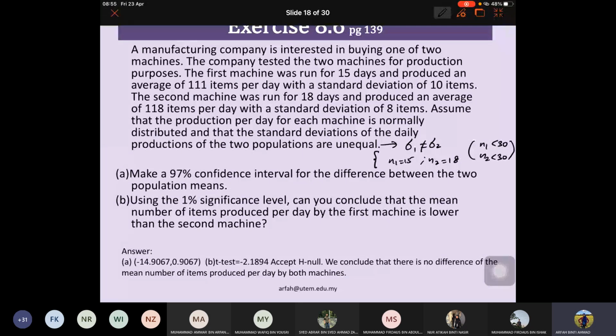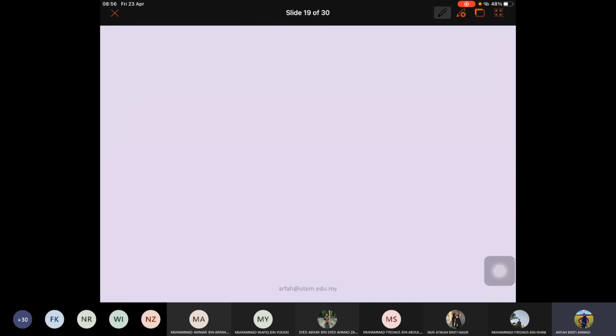So which case is this? Four. Case 4. Okay, correct. So case 4 will follow the T distribution. So the first question, make a 97% confidence interval. So first things first, list down all the information given. So we have two populations that we want to test. Two samples, machine 1 and also machine 2.